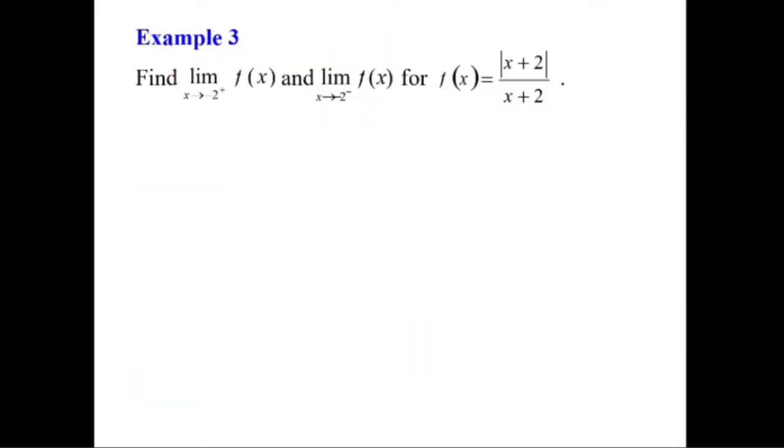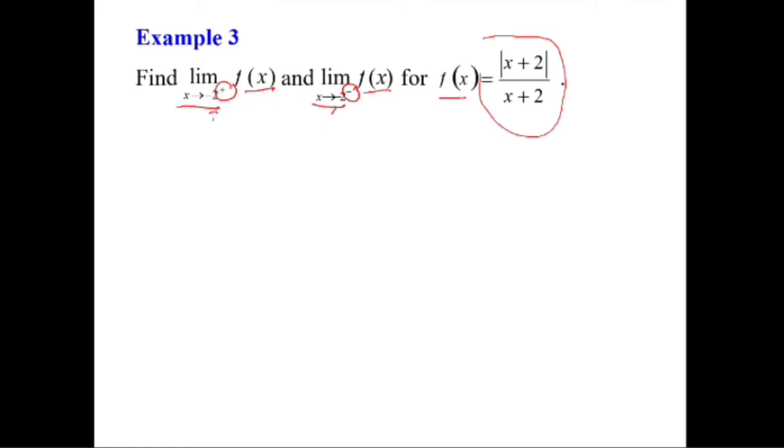For example 3, we need to find the limit as x approaches negative 2 from the right side and also x approaching negative 2 from the left side of the function f(x). But this is not a piecewise function. It's not the same as in example 2. So since it is not a piecewise function, this means that we only have the same function for both from the left and also from the right side.